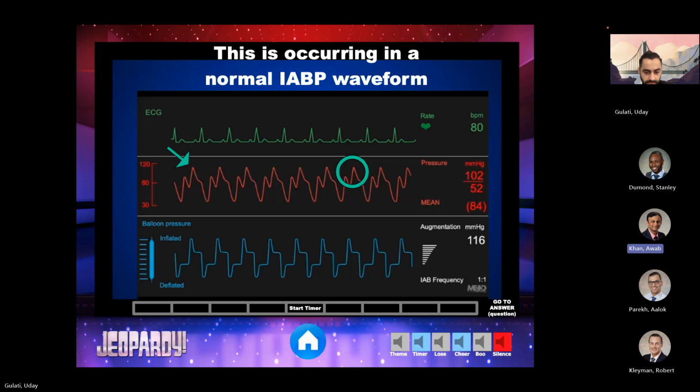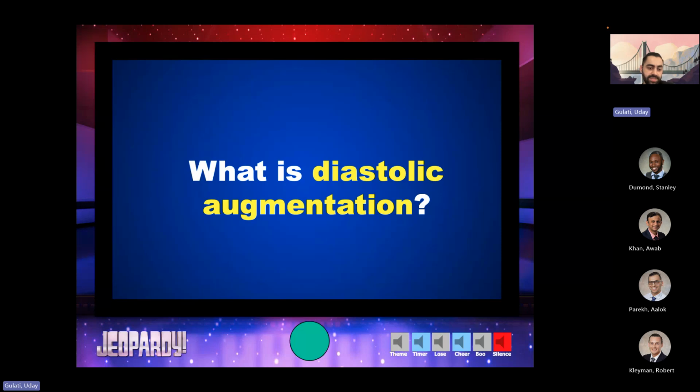When the balloon's up. I think so. What's the answer? Is it when the balloon pump is up? So what's happening is you're getting diastolic augmentation, right? In a normal arterial line, you're not going to see that big diastolic hump, right? You'll see the dicrotic notch.